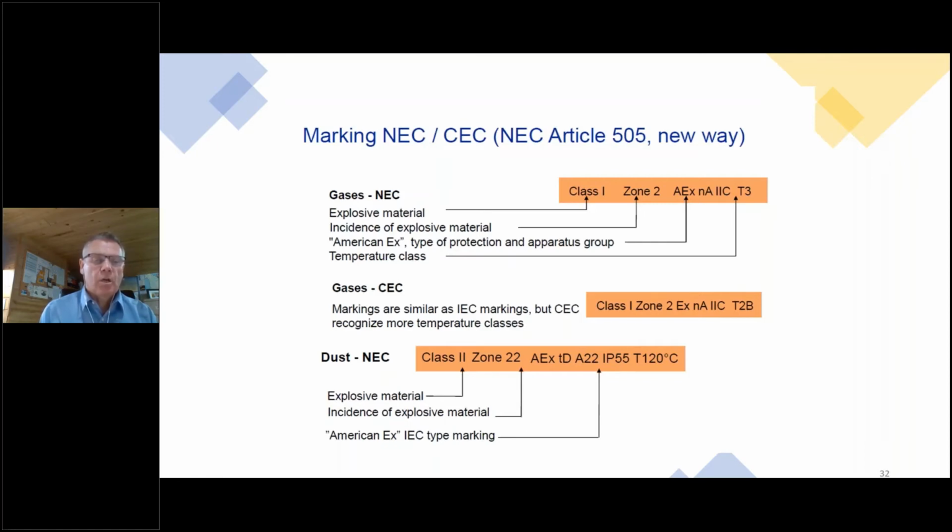So we use a combination of the zone system, and also in this slide I can show you, or have shown you, that the gas groups are identified slightly differently. The only thing that's common between all of these different standards is the temperature code. So whether it's T3 or T2B. In Europe, they don't recognize suffixes, so it's only T3 or T2. In Canada, of course, we're going to be different. We actually have suffixes as well.